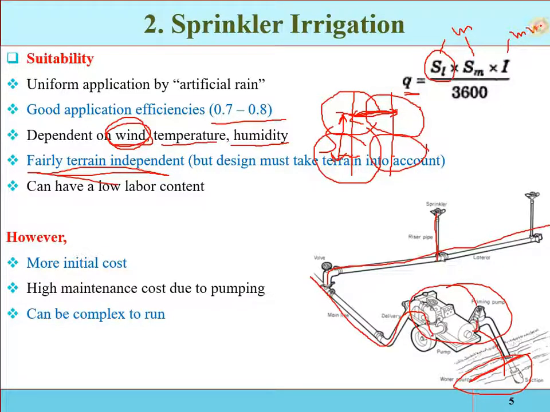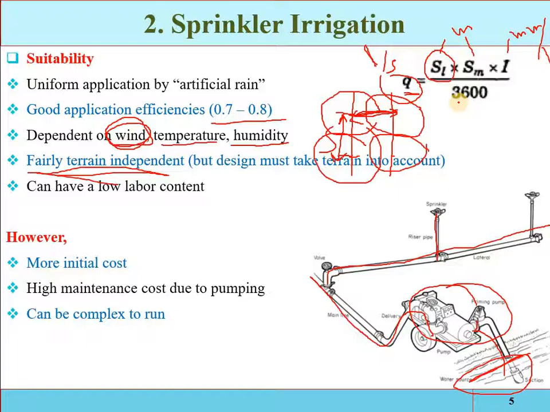That is the application rate, the application of water into the soil, in millimeter per hour. So this much discharge will be required from each rotating sprinkler, in liter per second. Remember, that is in liter per second. So 3600 is the conversion factor.